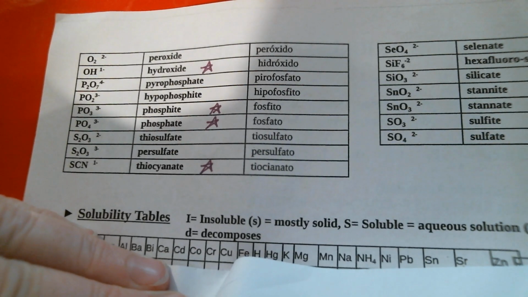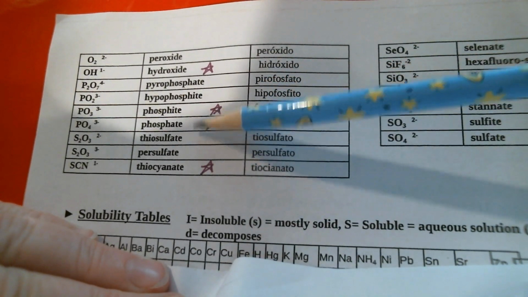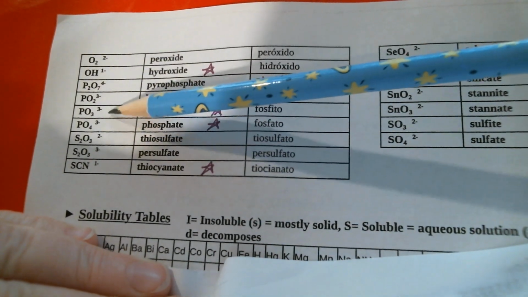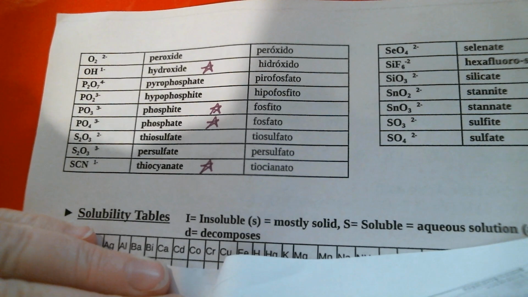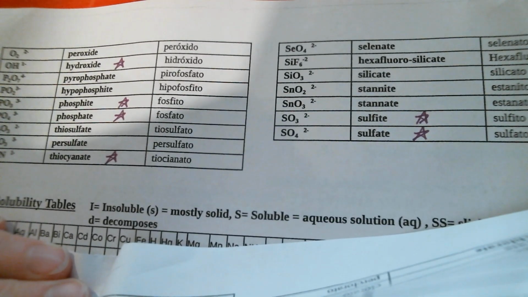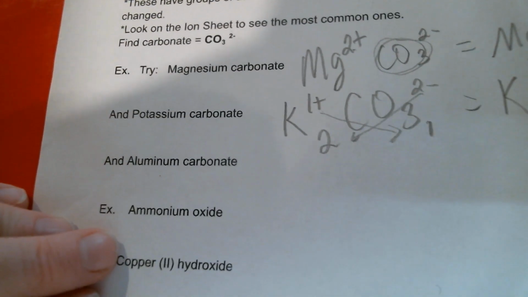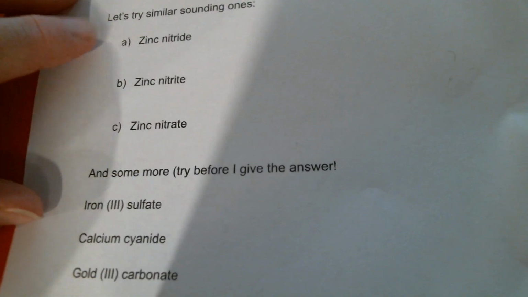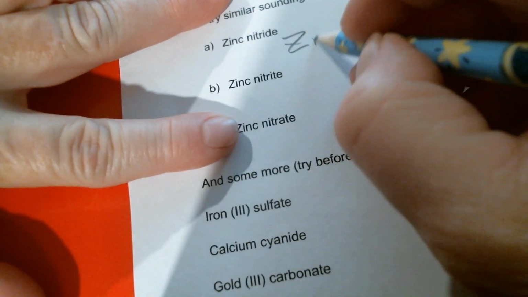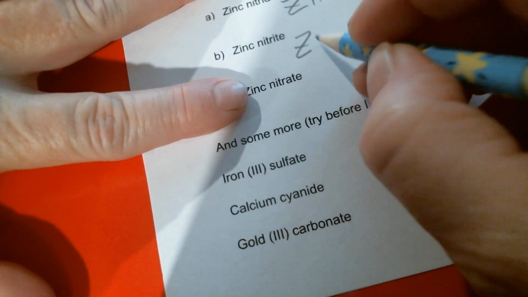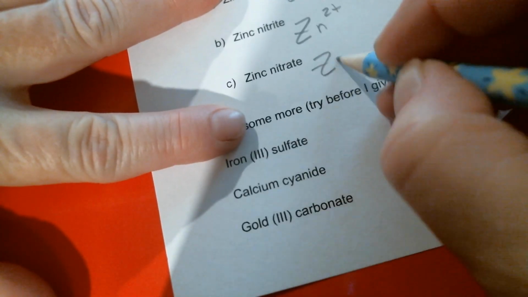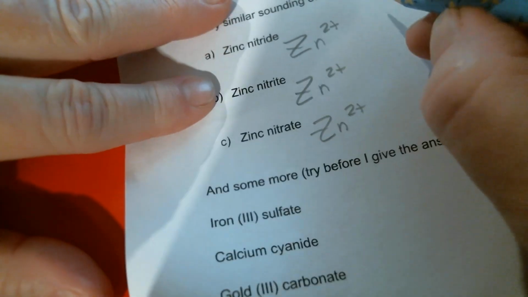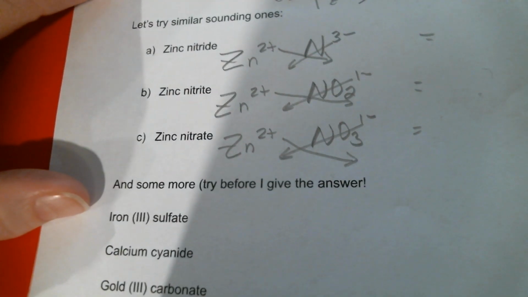Okay, let's do the ones on the back. Here's hydroxide, phosphate. Notice that it's a little bit different. One has a 3, one has a 4. Thiocyanate. And let's do these over here. Sulfite. So go ahead and mark those. Okay, so let's try these.